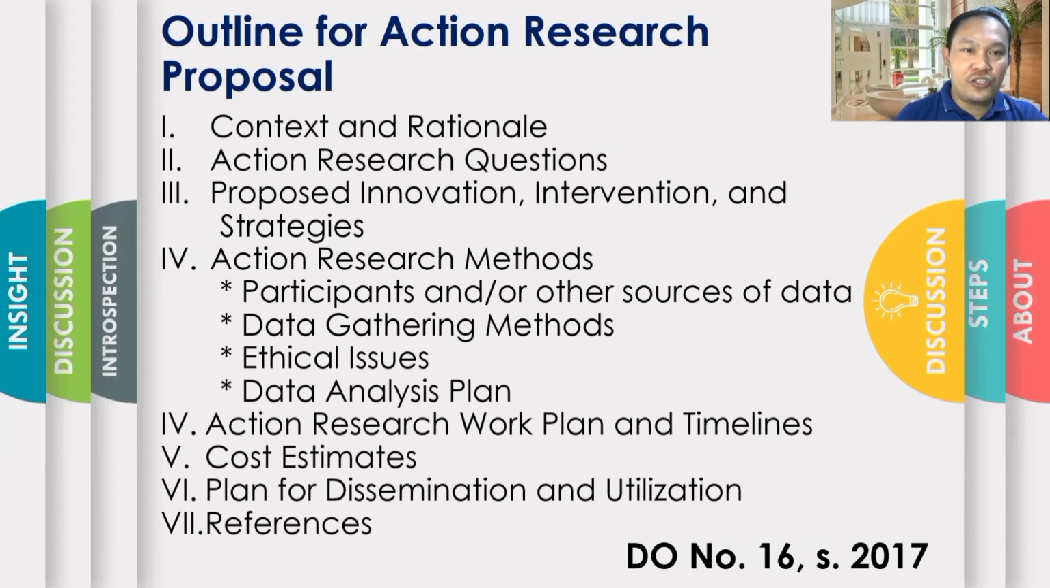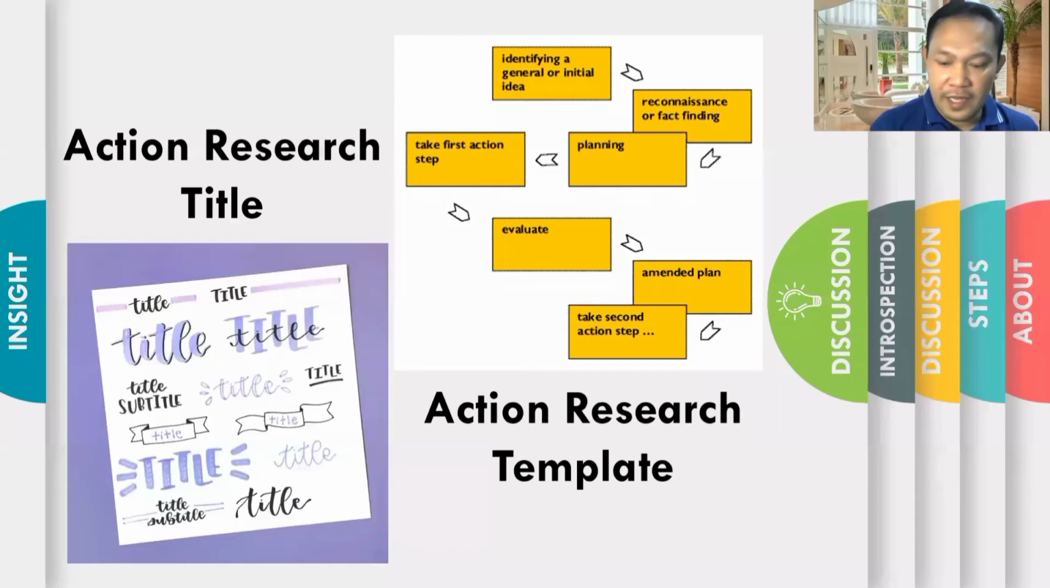Okay, now the major parts were already discussed. We have the Roman number 1 to Roman number 4. Now let me give you an example of an action research work plan and timelines, then the cost estimate, then the plan for dissemination and utilization. Okay. Complete the parts of our action research proposal.